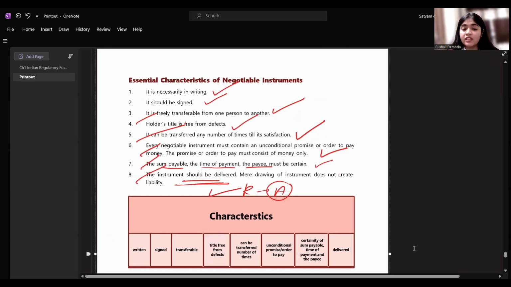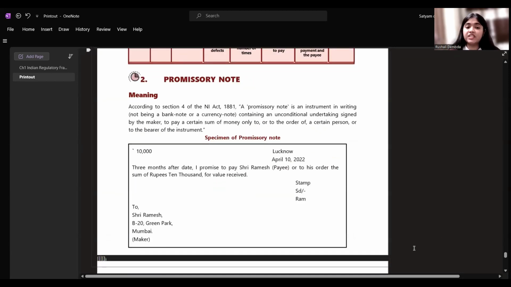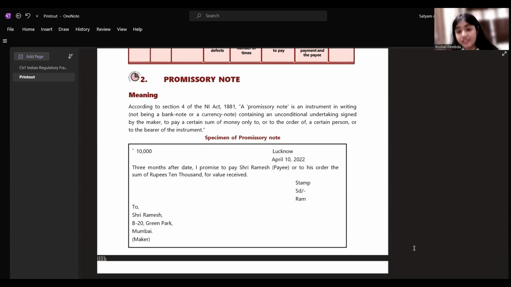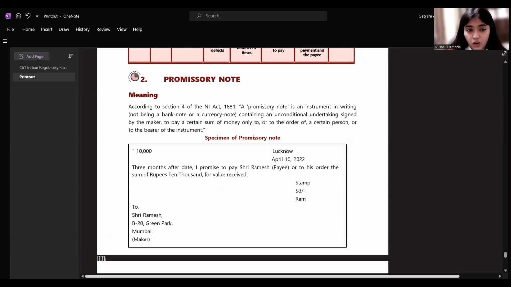Now let's see all the types of negotiable instruments. First, they have given you the promissory note. That is a promise to be made. As per section 4 of the Negotiable Instruments Act 1881, a promissory note is an instrument in writing, not being a bank note or currency note. This is not a bank note. This is not a currency note. You have to keep this in mind. It is not the money that we use, right?